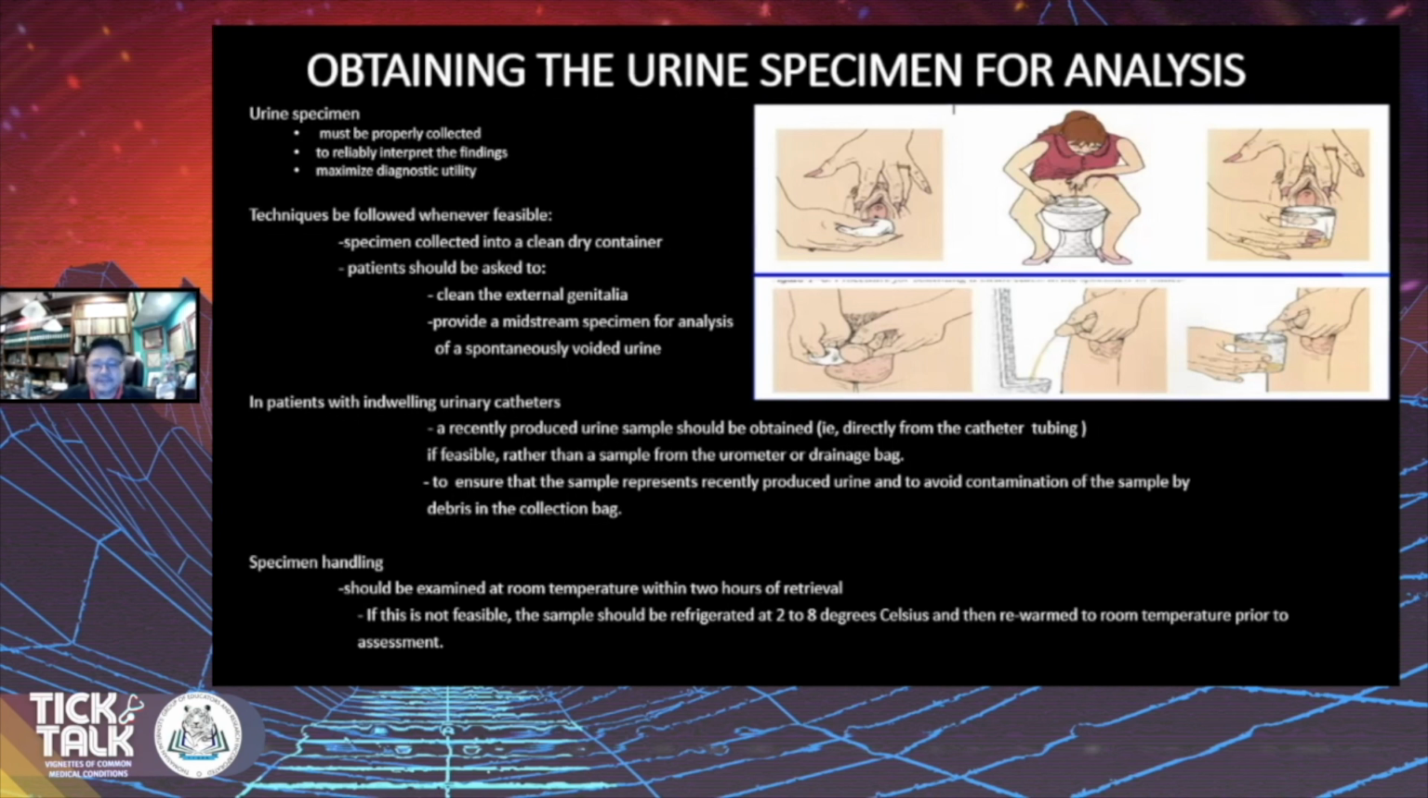This ensures that the sample represents recently produced urine and avoids contamination of the sample by the debris in the collection bag. In specimen handling, it should be examined at room temperature, hopefully within an hour or two of retrieval. However, if that is not feasible, the sample should be refrigerated at 2 to 8 degrees Celsius and then rewarmed to room temperature prior to assessment. So this is the picture. Kindly take note of this. Whether it's a male or a female, it should be properly collected, midstream clean catch.